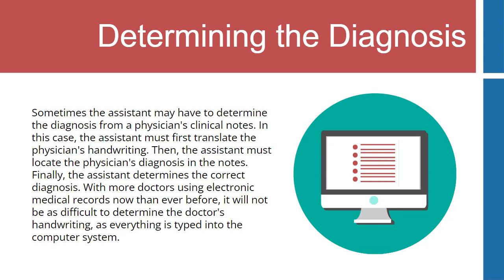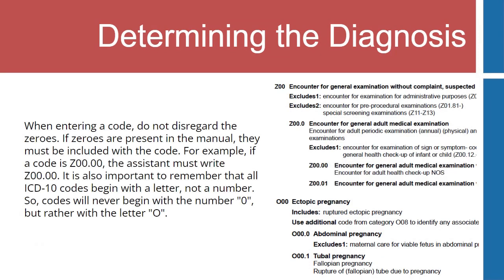Okay. And then, as it mentions here, with more doctors using electronic medical records now than ever before, it will not be as difficult to determine the doctor's handwriting. And again, most of the time, the codes are already there for you. Even if it's not on a super bill, in most electronic systems, the provider has no choice but to choose a diagnosis code. Sometimes it won't even let certain tests be ordered in the system without them choosing a code. All right, so when entering a code, don't disregard zeros.